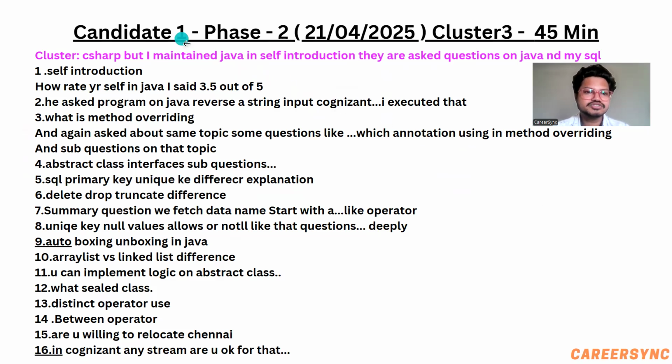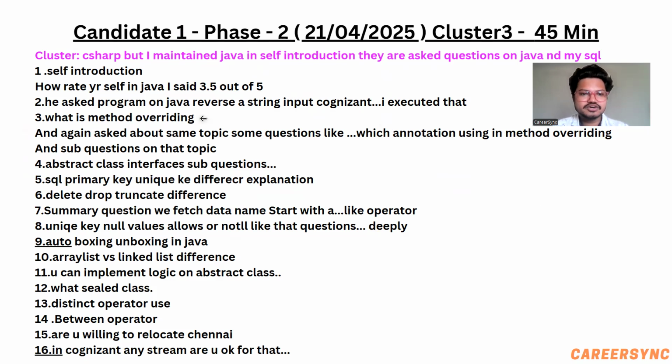His cluster was different, but I maintained Java in my self introduction. I mentioned Java and MySQL, and they asked questions on Java and MySQL. So if you want the interviewer to ask questions in Java, mention that in your introduction, so it will help you solve the questions very easily.